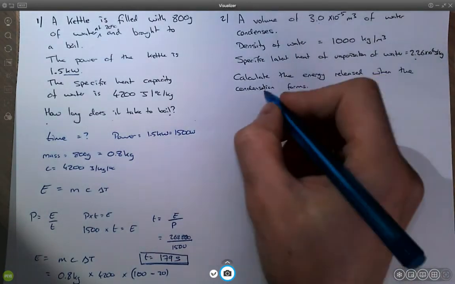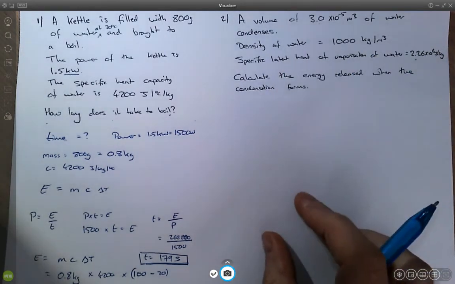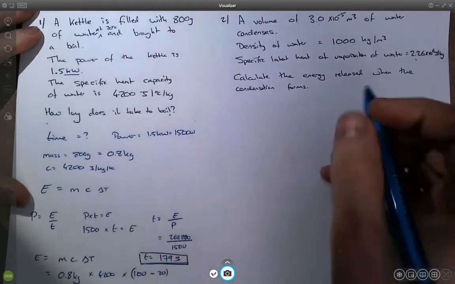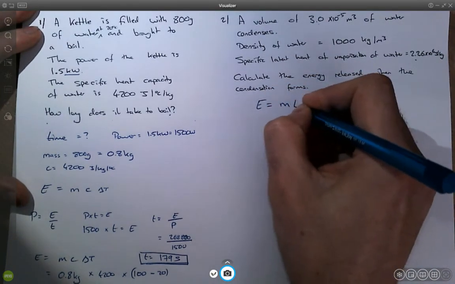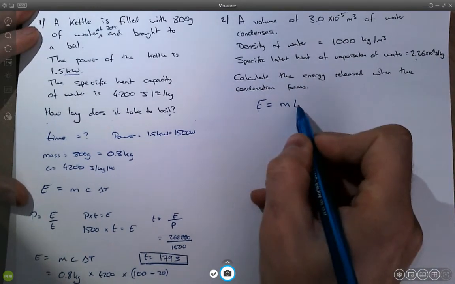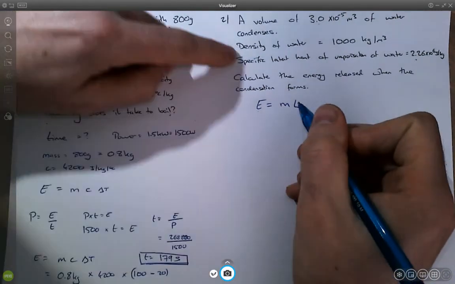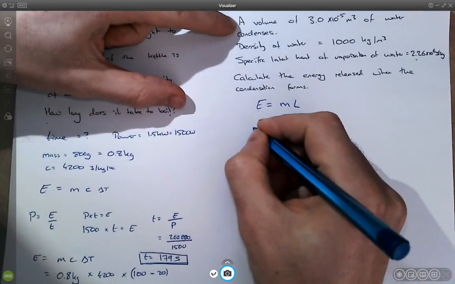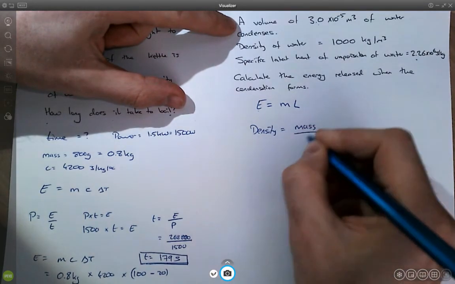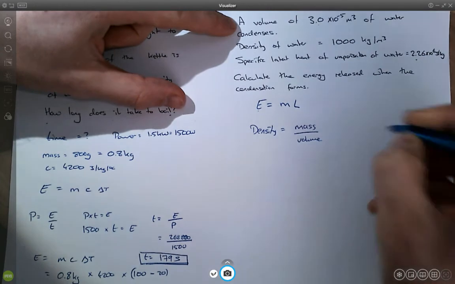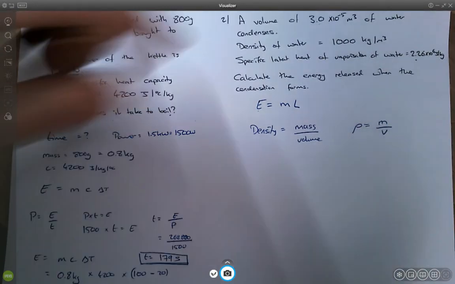So again, we've been given volume, we've been given density, we've been given latent heat of vaporization, and we want energy released. So the equation that has energy and latent heat in is energy is mass times latent heat. But actually, do we have the mass? We don't have the mass, we have the density and the volume. So you need to remember that density equals mass divided by volume, or in symbols, rho is m over v.